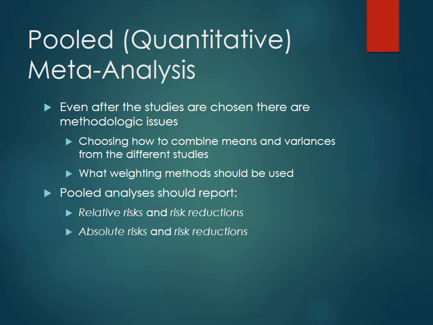So even after the studies are chosen, there are going to be some methodological issues that can come up. How do you choose to combine the means and variances from the different studies, because they're going to have variances there? And then what weighting methods should be used? Like I mentioned, different studies will be given different weights, and that can be done by different calculations. They should be reporting relative risks and risk reductions, and then absolute risk and risk reductions. That should be some of the reporting that you see in those studies, especially if they're looking at randomized controlled trials.